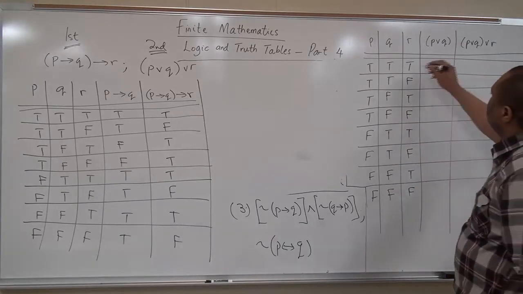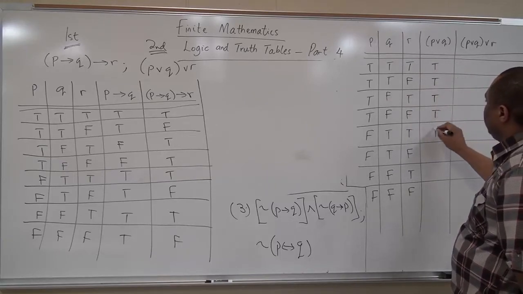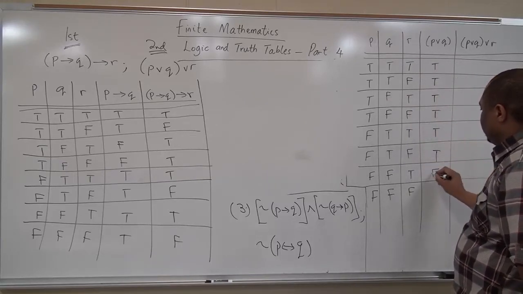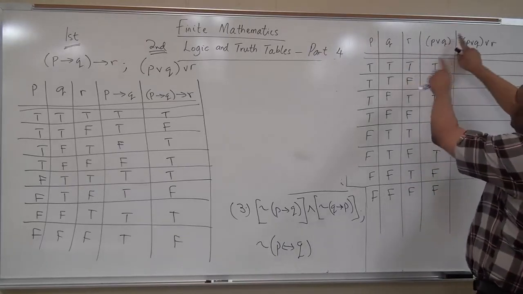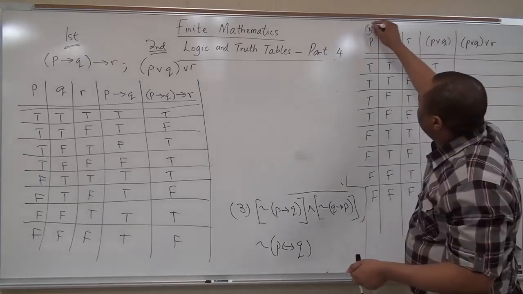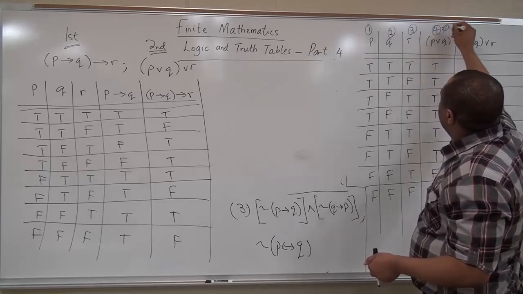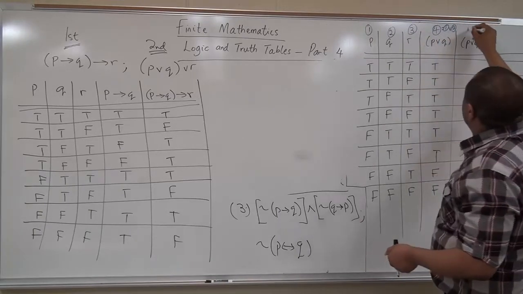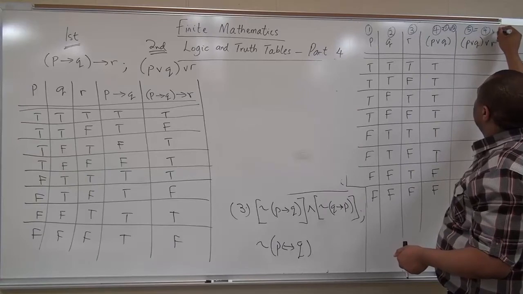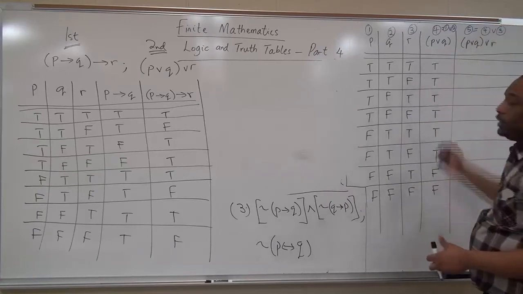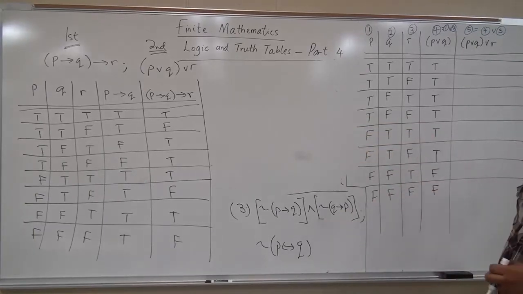All right, P or Q: T or T is T, T or T is T, T or F is T, T or F is T, F or T is T, F or T is T, F or F is F, F or F is F. Now we do this here, right? Remember, if you call this column 1, column 2, column 3, column 4 means column 1 or column 2, and column 5 means column 4 or column 3. Just be careful when you're doing it, especially when you did that implication, you gotta be careful.